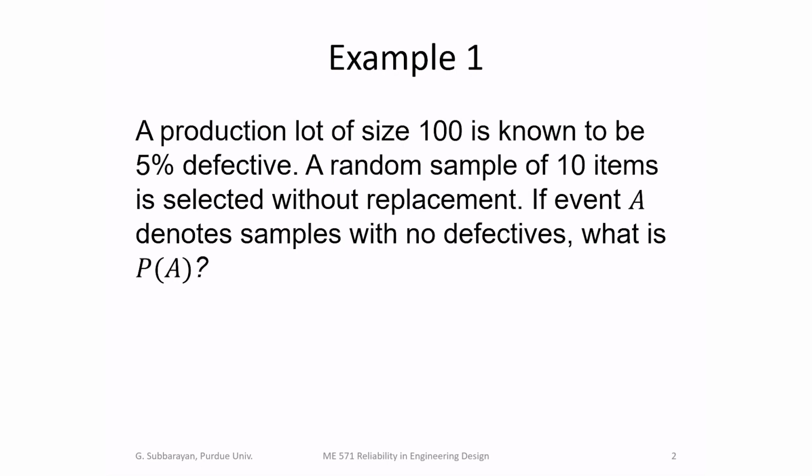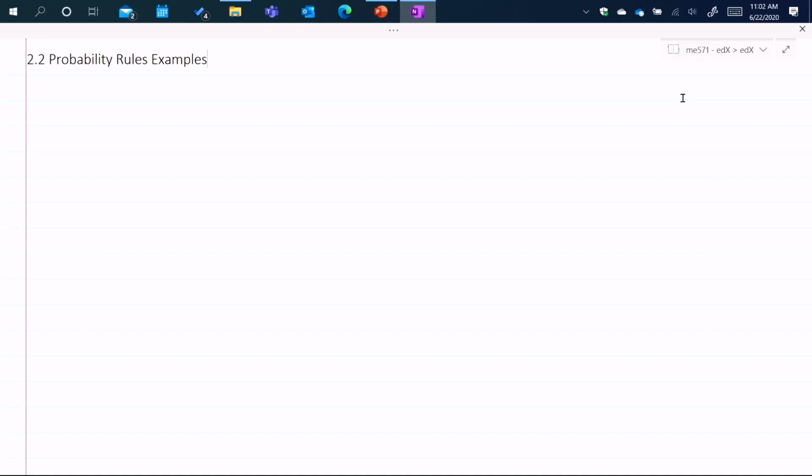Given 100 parts, we know 95 of them are non-defective and 5 are defective. And we want to count the number of ways we can pick 10 parts out of the 95 non-defective parts, so that all samples, the 10 parts that we picked, have no defectives in them. Okay. So, like I said, I'll switch over to Microsoft OneNote to solve this example problem.